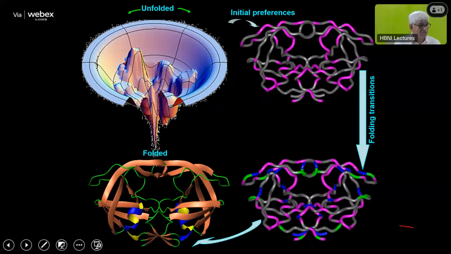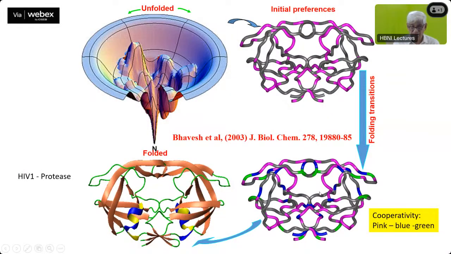This is the same picture which I showed you there. The initial folding preferences are called the folding cores. These are the areas where it gets initiated, and then the folding transitions will happen in the nearby neighboring residues. The cooperativity shows pink, blue, green. Pink is the first one, where the propensity gets initiated. After that, the blue will form, then the green. So therefore, stepwise, these fold to form the final structure.